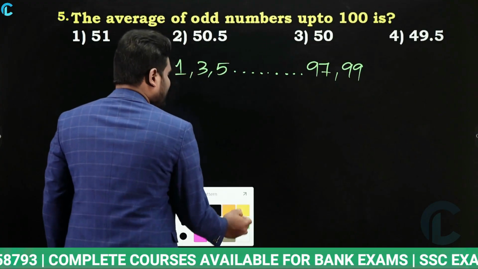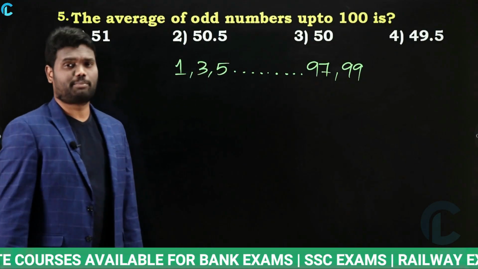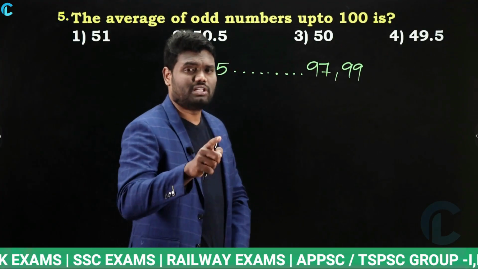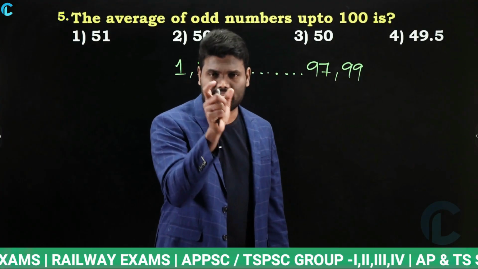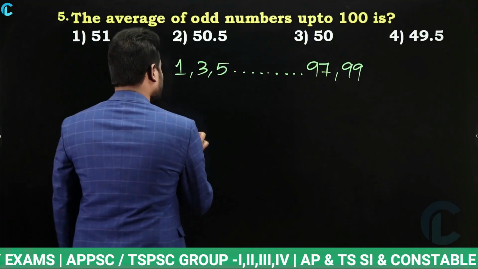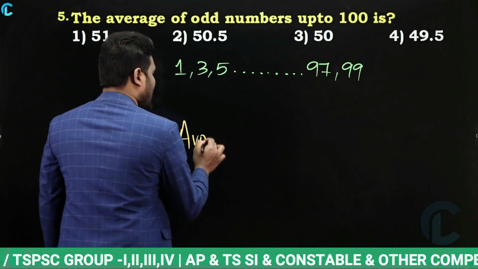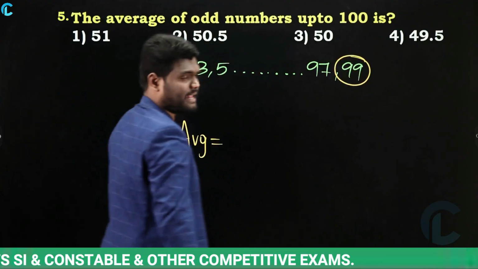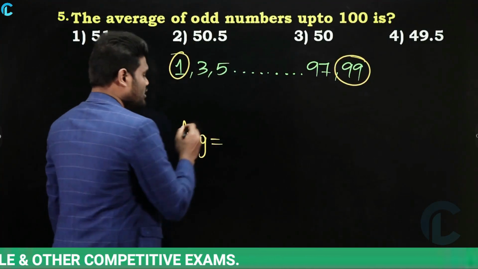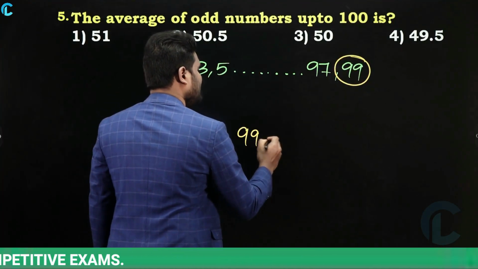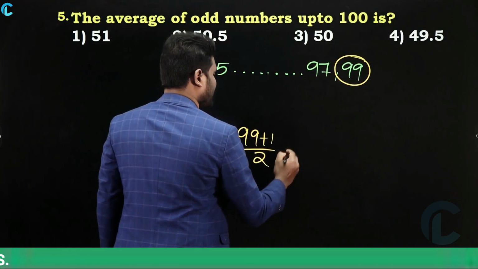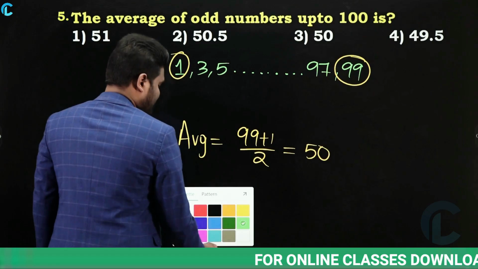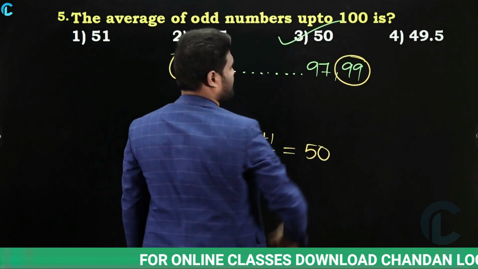If you look here, even this series is in arithmetic progression. Why? Because the difference is the same. If the difference is the same, we said the series is in AP, that is arithmetic progression. So I can say that the average is highest number plus lowest number by 2. What is your highest number? 99. What is your lowest number? 1. So the average is 99 plus 1 by 2, which is 50. So we can say that the average is 50.